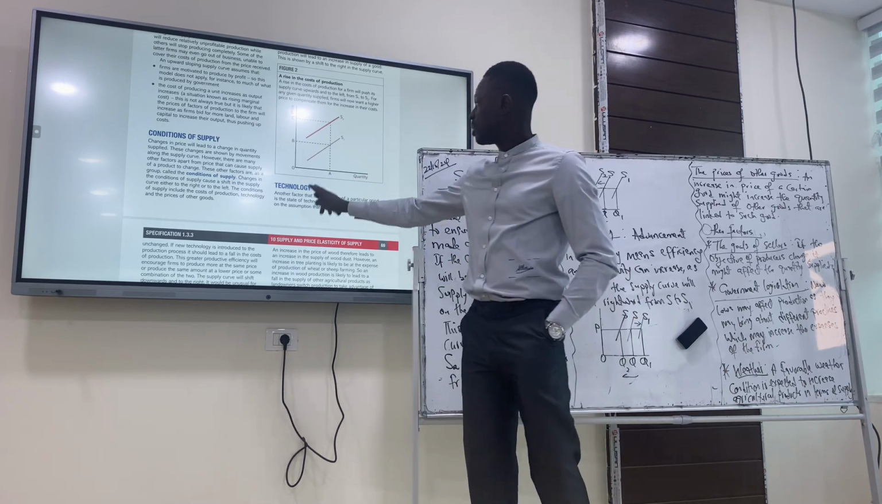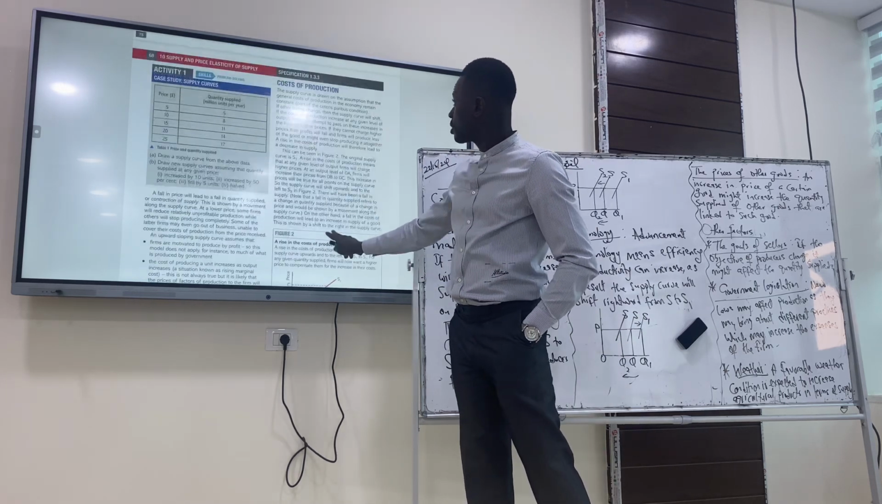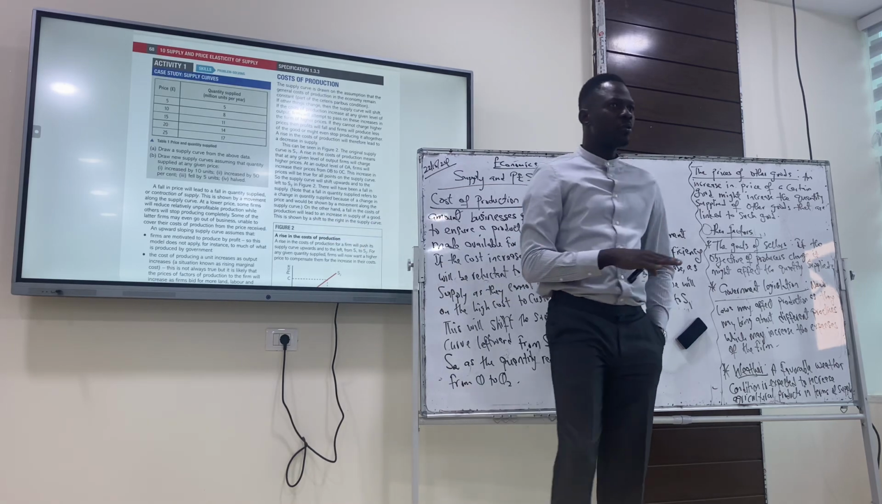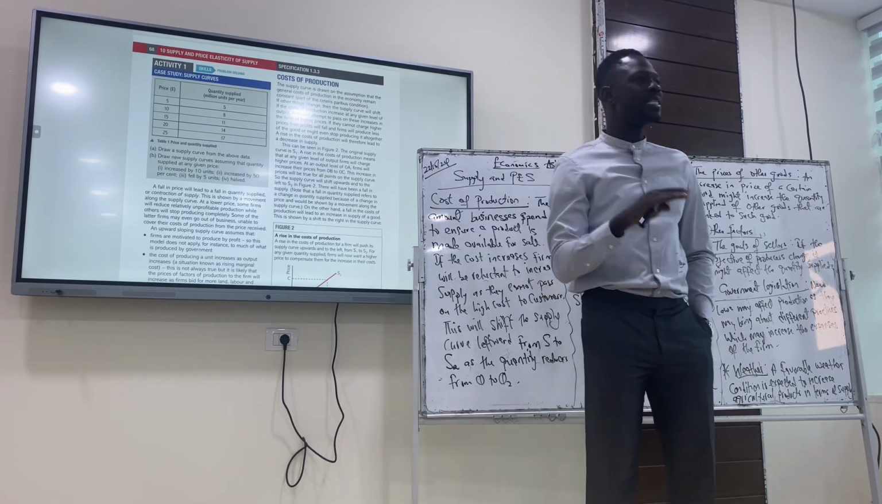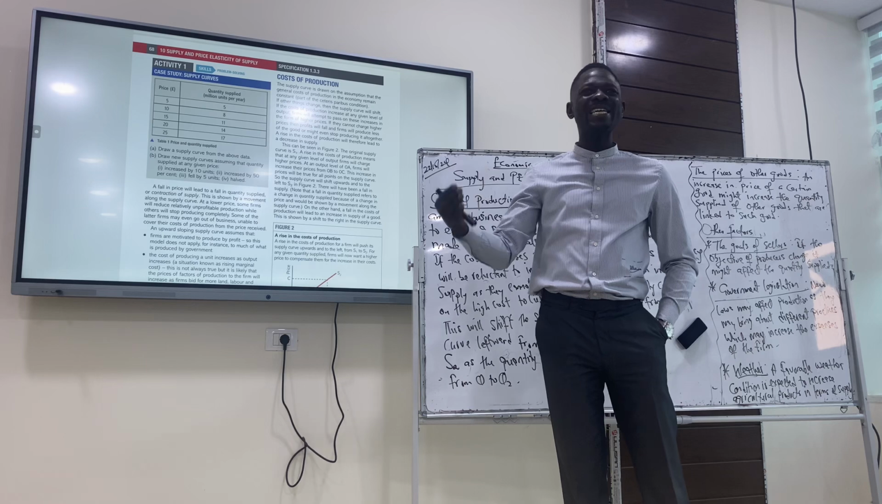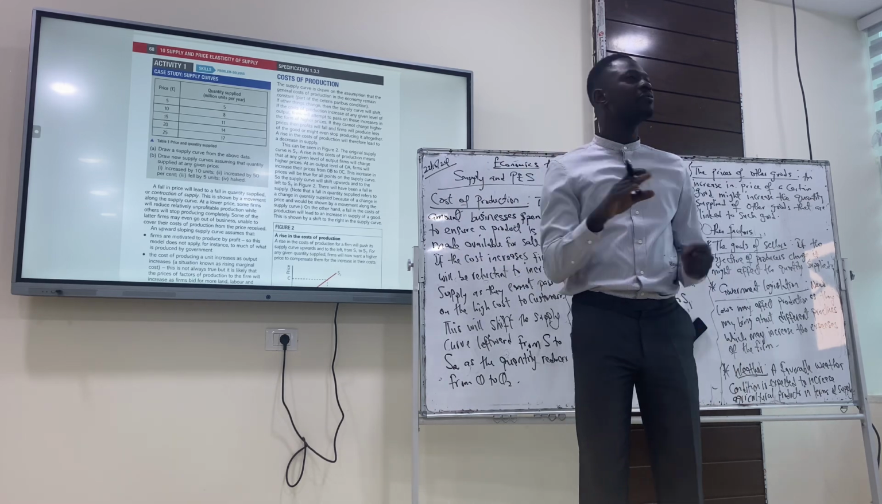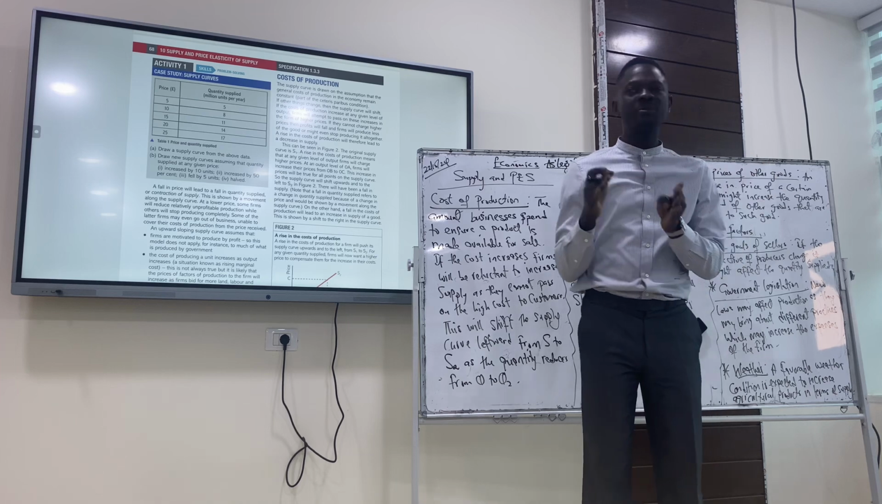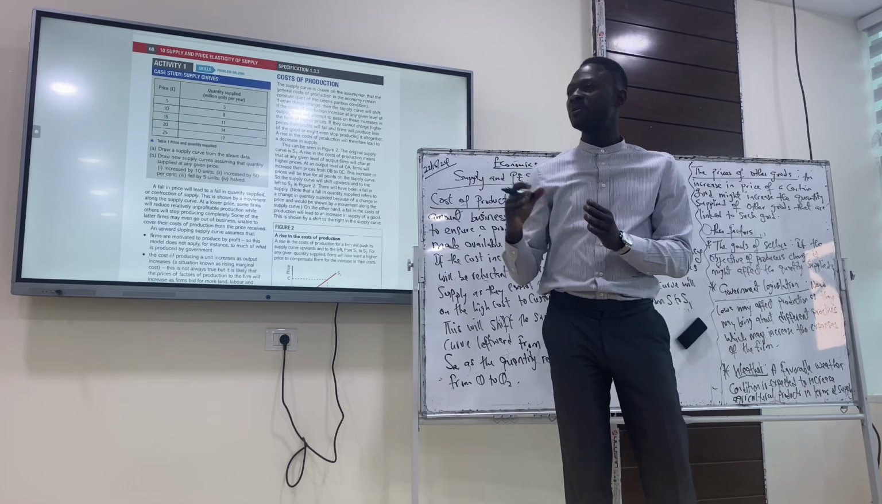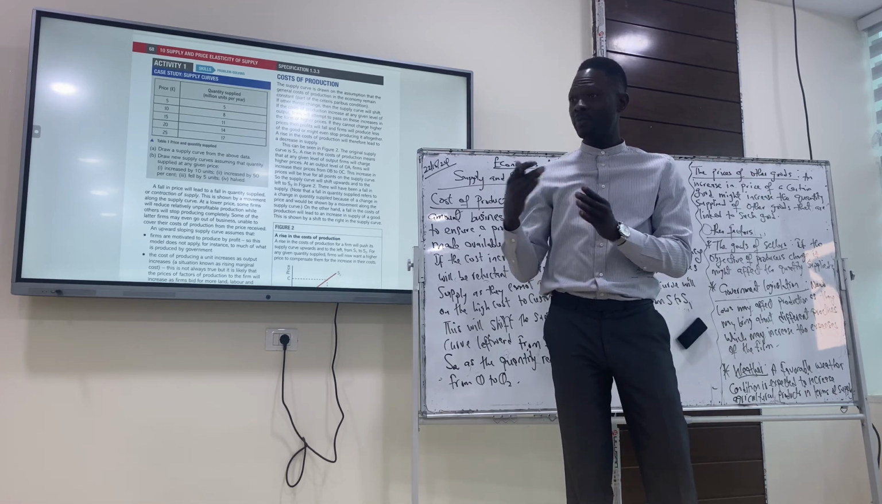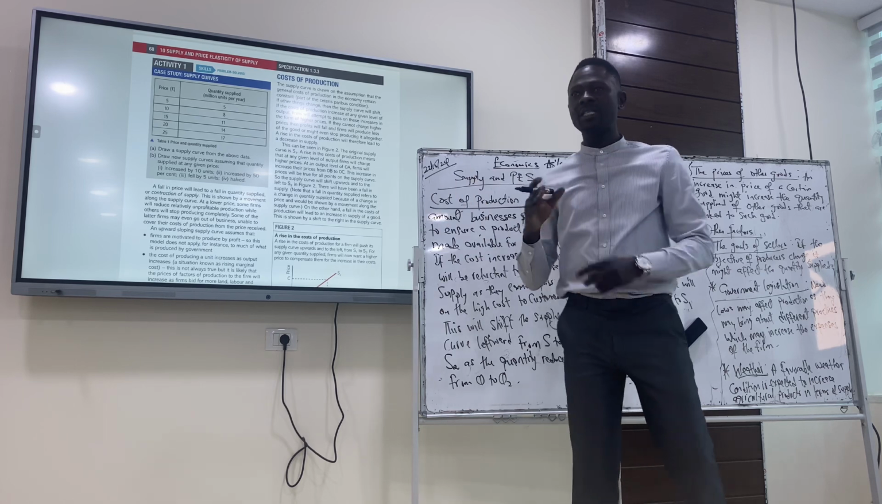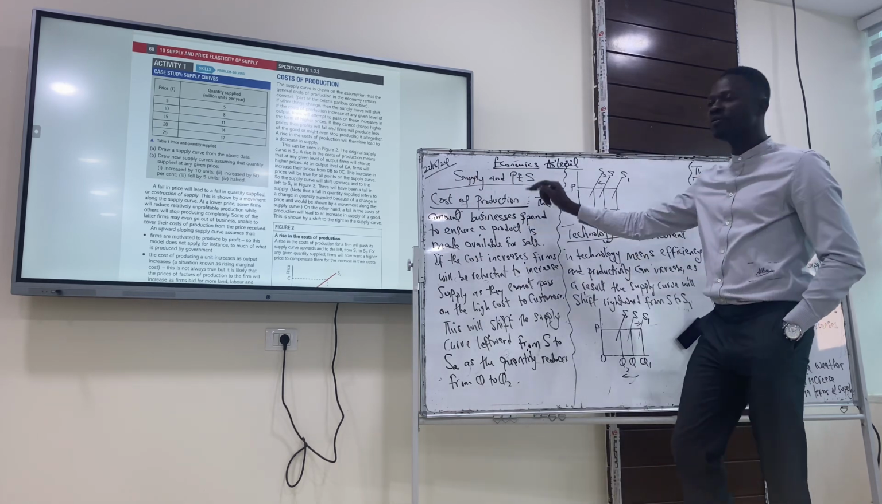The first point is about cost of production. When we talk about cost of production, we're simply talking about the amount businesses have to spend to ensure the product is made available for sale. So if the amount businesses have to spend is increasing, it represents a high cost of production for them.